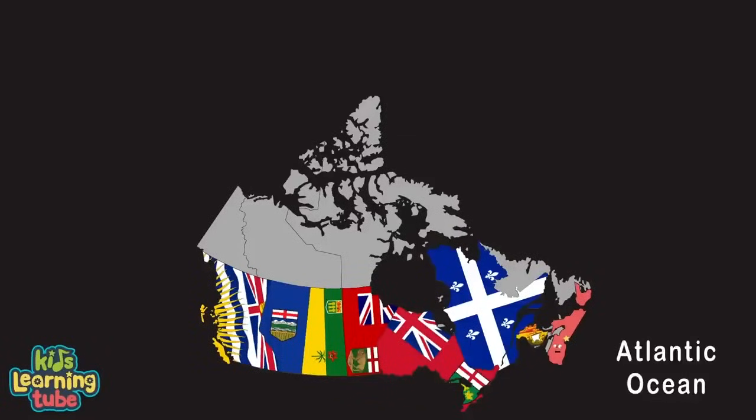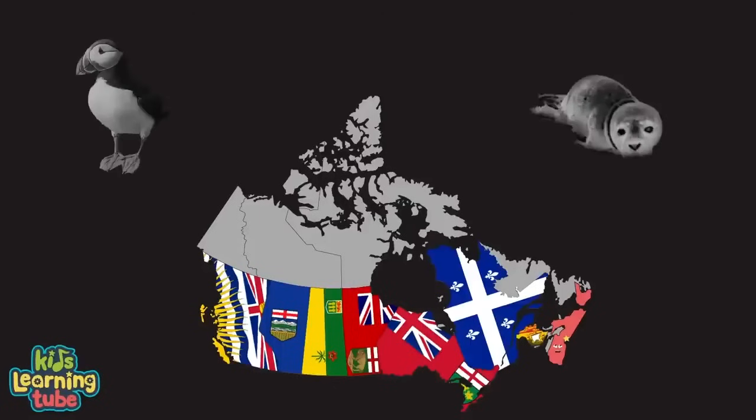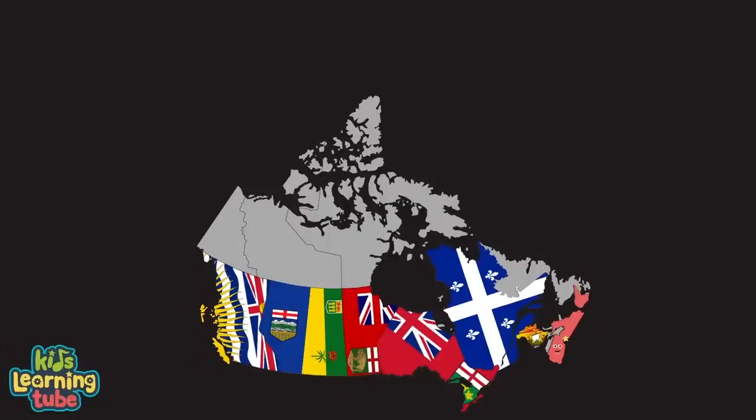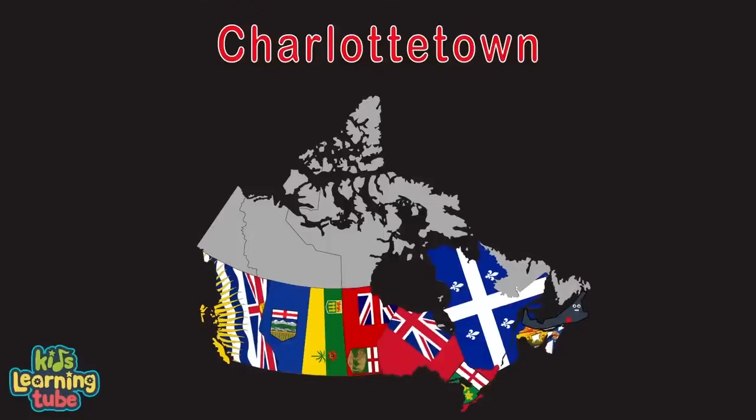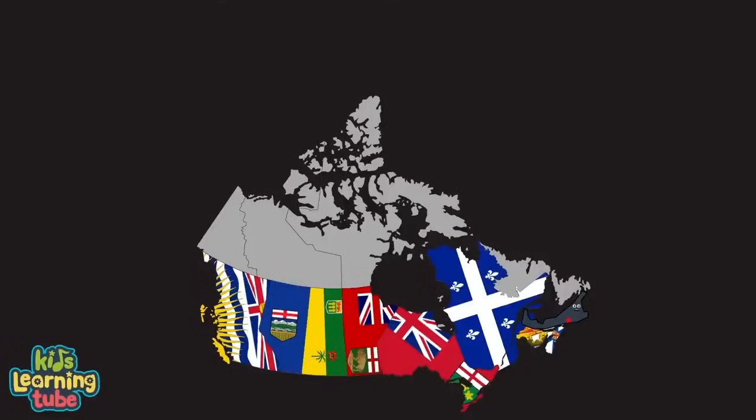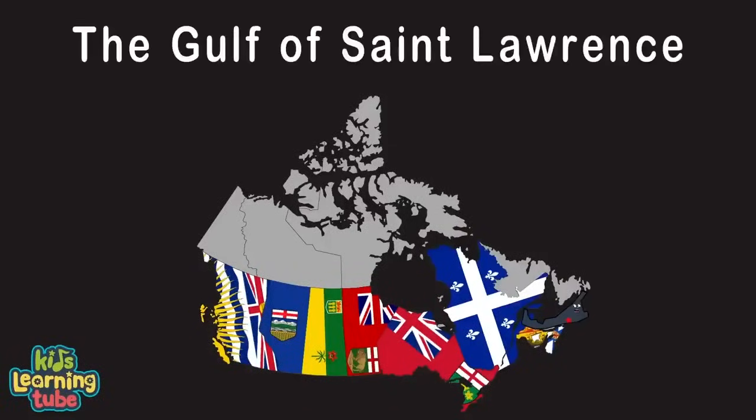I'm in the Atlantic Ocean, I also have long coastlines. I'm home to the puffin and seals, yeah, my scenery is fine. I'm Prince Edward Island, my capital is Charlottetown. I'm a Canadian province and where the Province House is found. I am known for my seafood, mostly lobsters and mussels. The Gulf of St. Lawrence is where you can view some sea vessels.